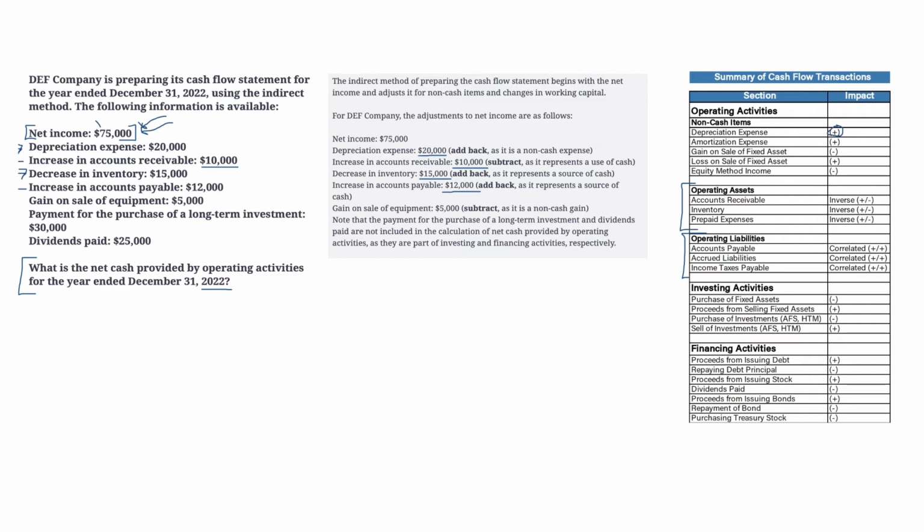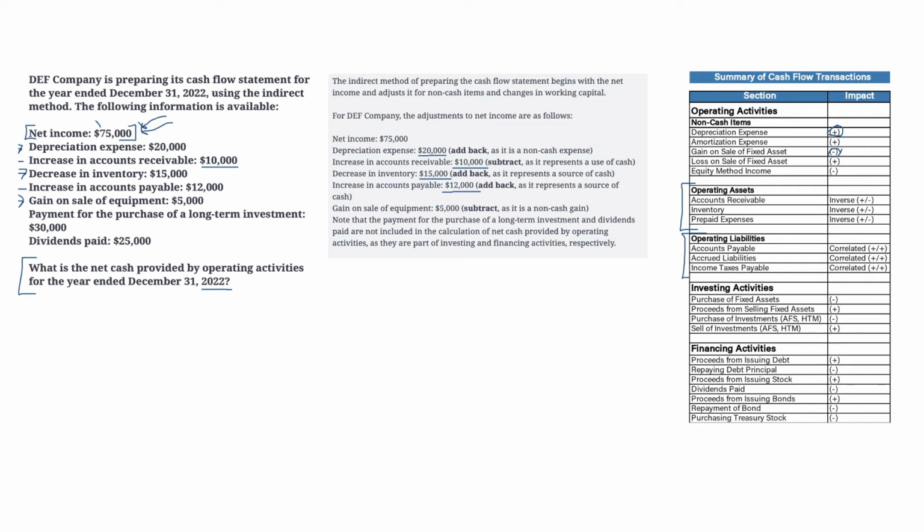Then we have a gain on sale of equipment. We'll see how this works later on, but a gain is always going to be subtracted out of the operating activity section. That's because we record the entire proceeds of the sale of equipment in the investing activity section.